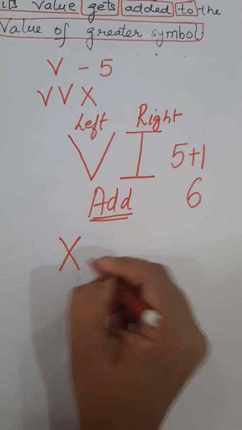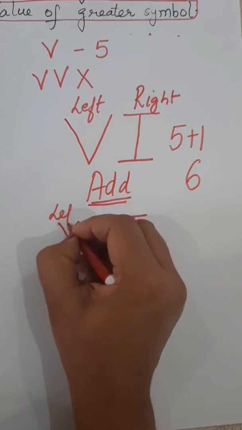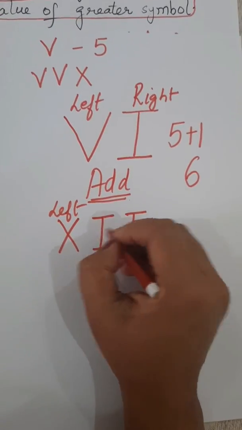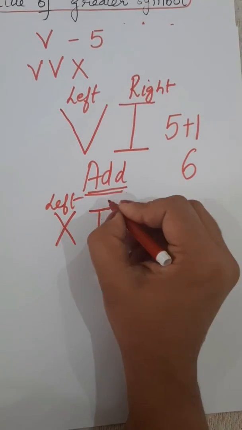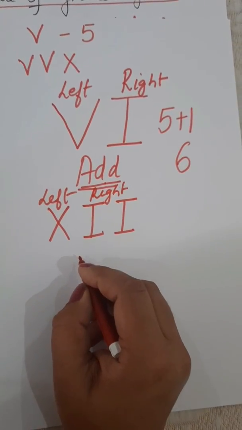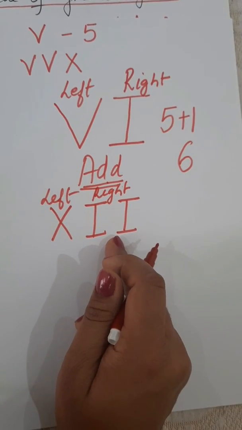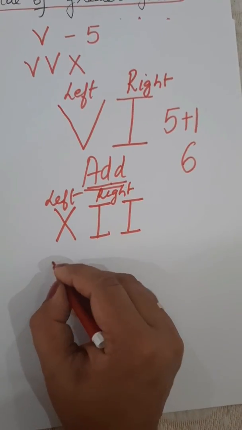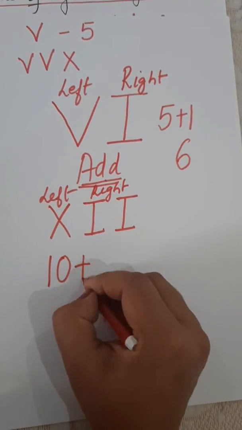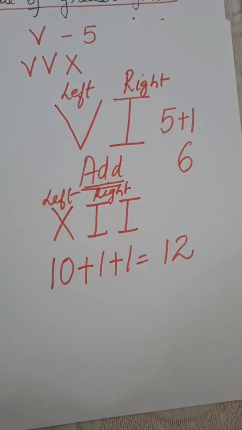Suppose I have X, I, I. This is the greater symbol at left, and these two symbols are smaller, and they are at right. So according to the rule, if the greater symbol is at left and the smaller is at right of the greater, then we will add. So it becomes 10 plus 1 plus 1. This equals 12.